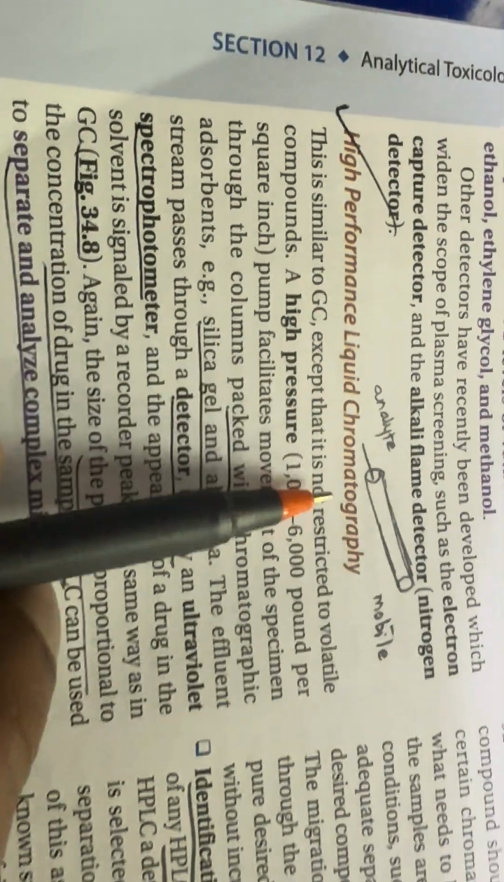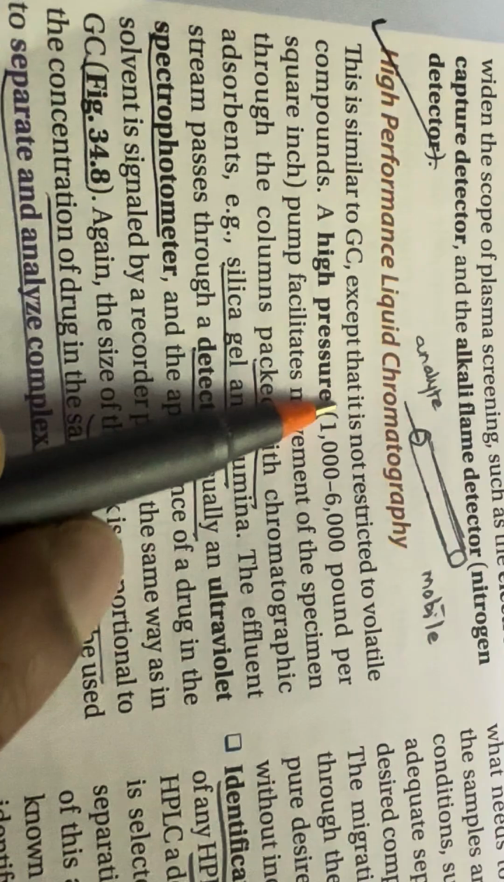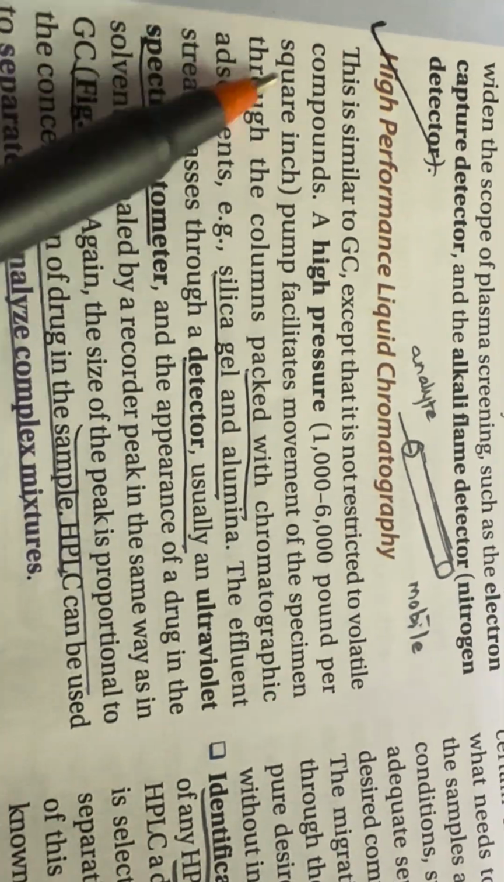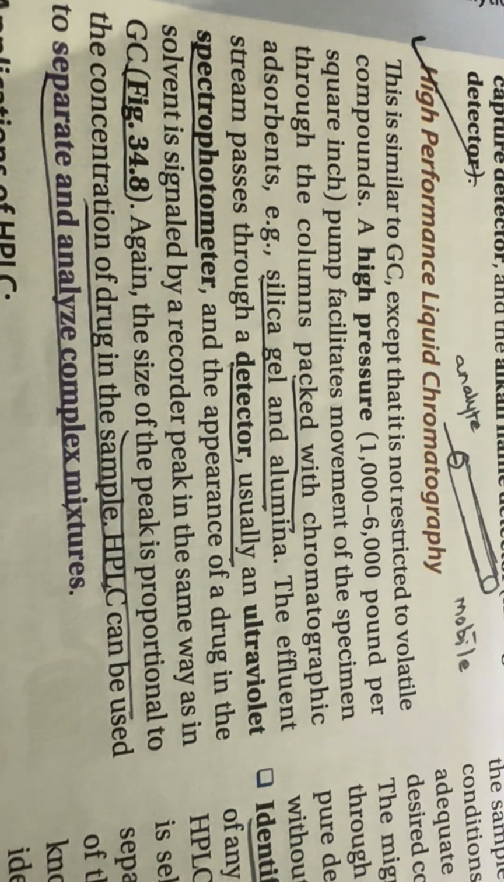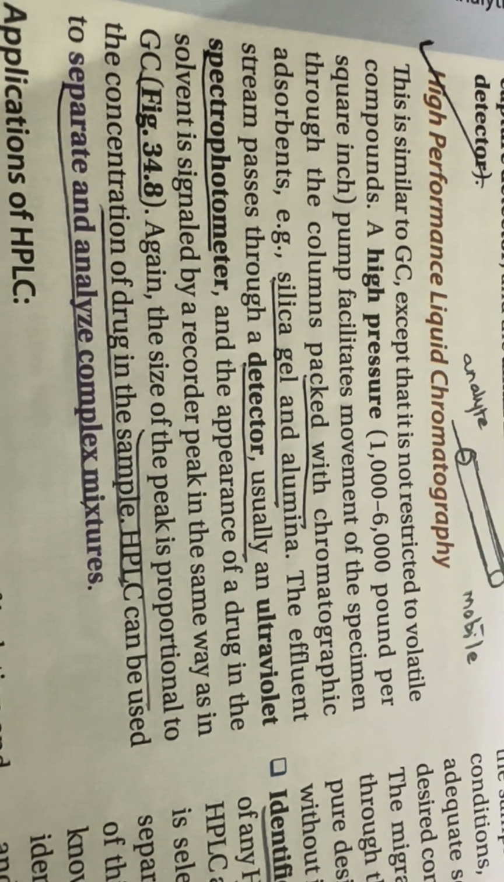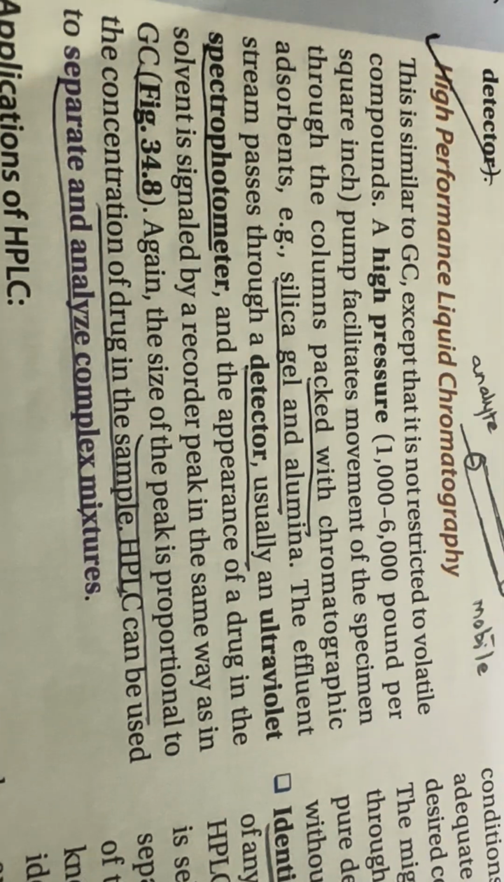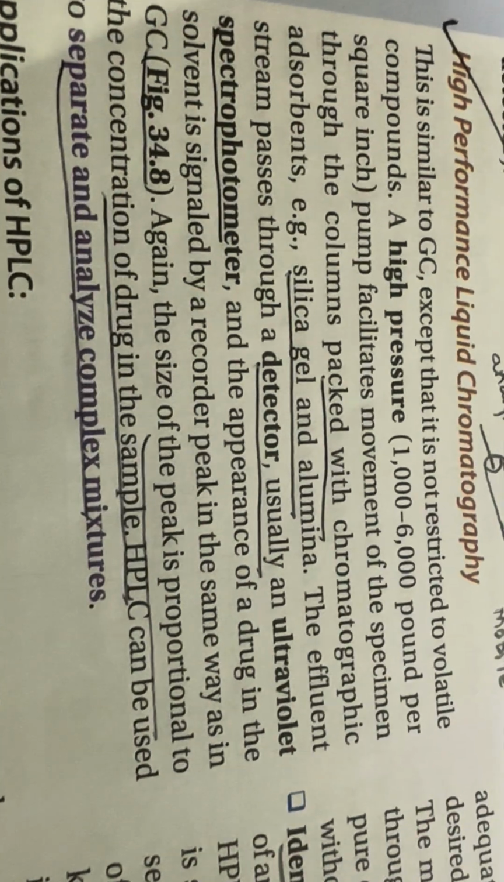High performance liquid chromatography. This is similar to gas chromatography, except that it is not restricted to volatile compounds. A high pressure pump, about 1000 to 6000 pounds per square inch, facilitates movement of the specimen through the column packed with a chromatographic adsorbent, silica gel or alumina.